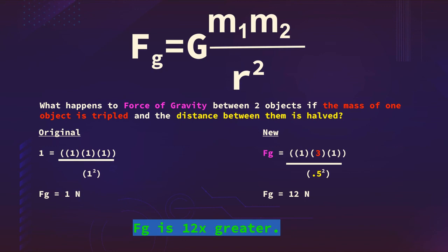And the question also said, what also happens if your distance between them is half? And that's that R. Originally, in our problem, that was a 1. Halving that is a 0.5. So that's how you set that problem up. And you've got Fg is equal to 1 times 3 times 1, which is 3, divided by 0.5 squared. 0.5 squared becomes 0.25. So 3 divided by 0.25 gives you 12 newtons. So compared to the original, the new one is 12 times greater.